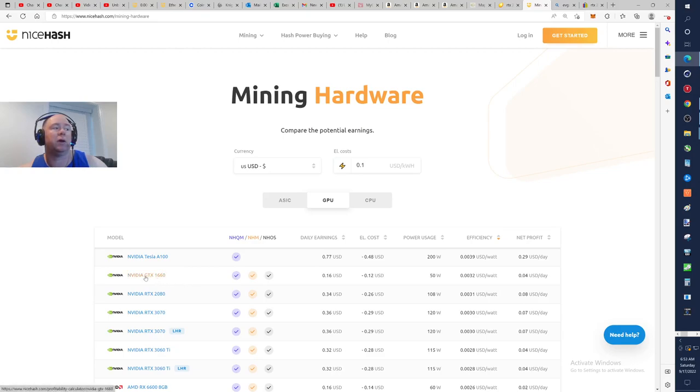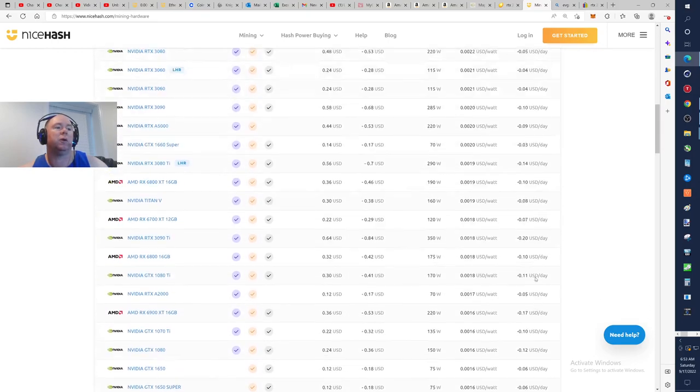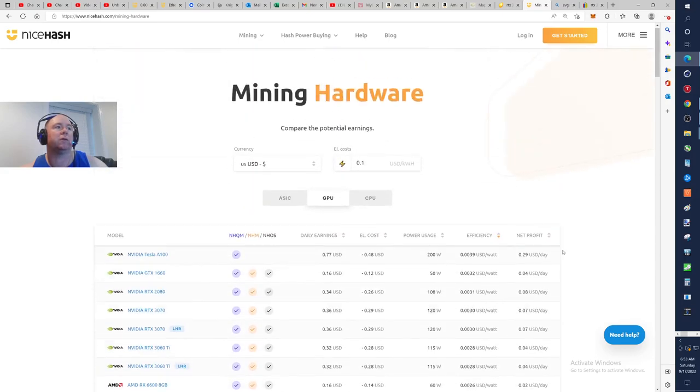If you have a GTX 1660, you might make 4 cents a day, right? I don't think that's really realistic. 2080, which I have the 2080 Super, 2080 Ti. I do not have a 2080, but not really making any money off of these cards. I mean, this is terrible for those that do that kind of stuff, right?